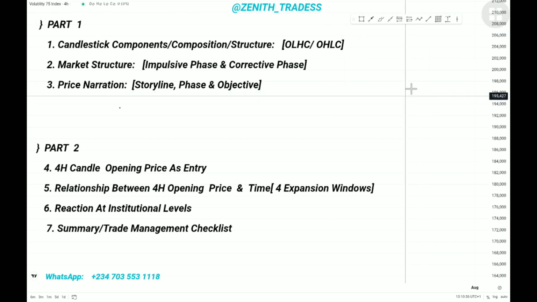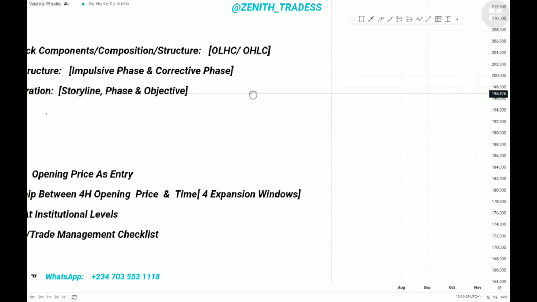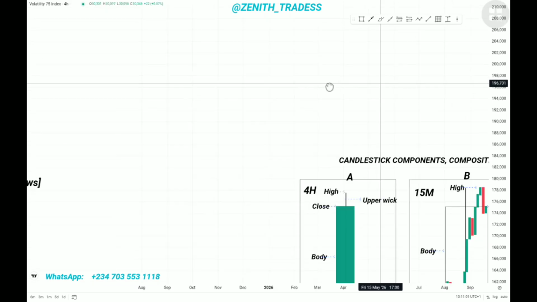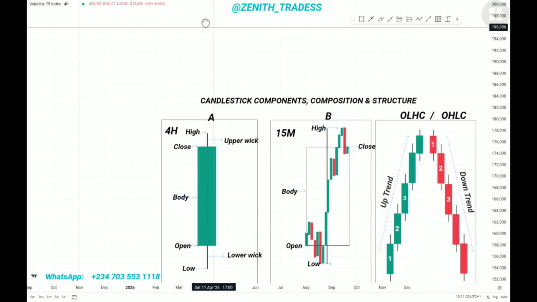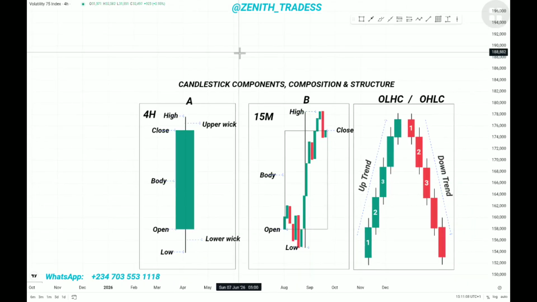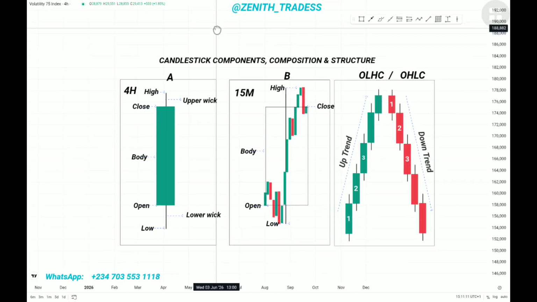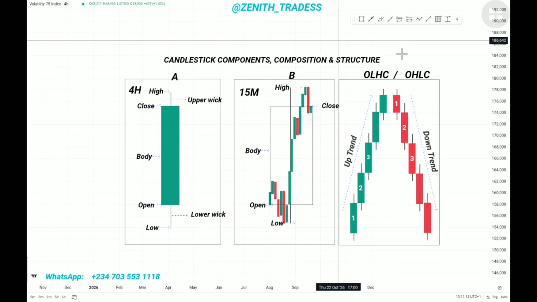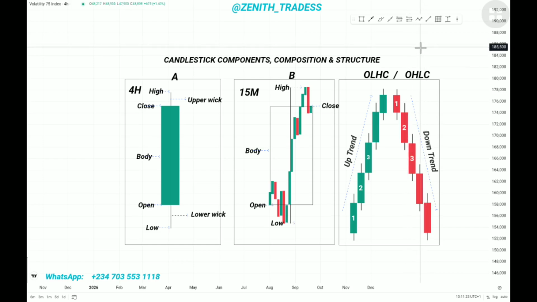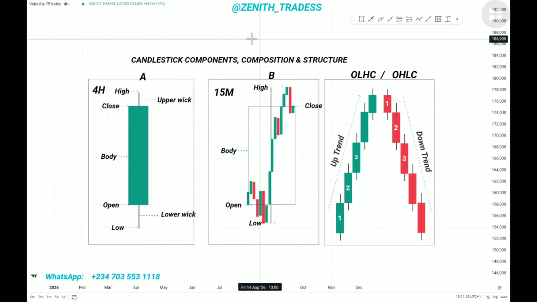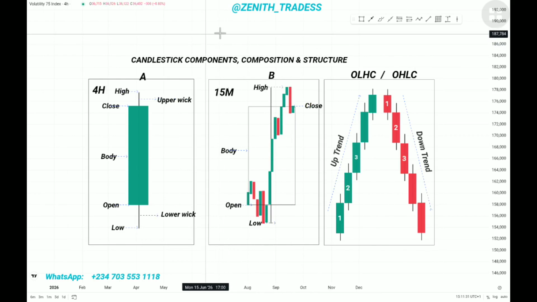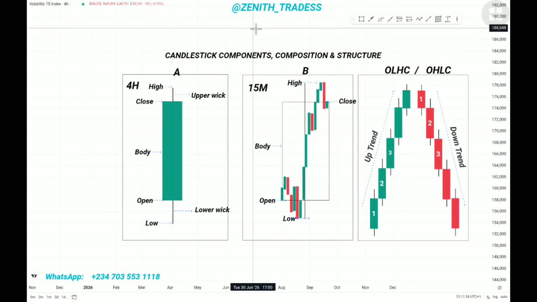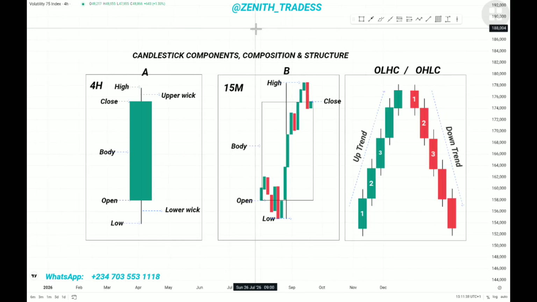All right, let's proceed. Let's go to candlestick components, composition, and structure. All right, this is a candlestick, right? So if you're an advanced trader, follow me closely. I do this because of people that are new to trading, and even you as an advanced trader have something to learn here, because these basics are key in this entry criteria. If you don't understand these basics, you will fall out in some areas when you want to apply this particular entry or this strategy. So follow me closely. Let me explain it. Even though you know it before, at least you have something to add.